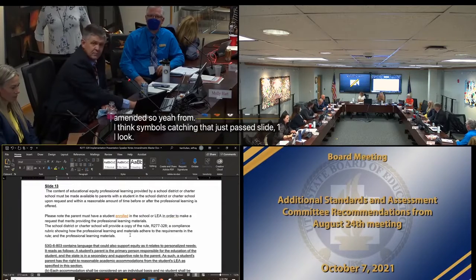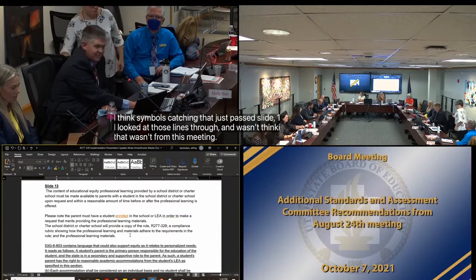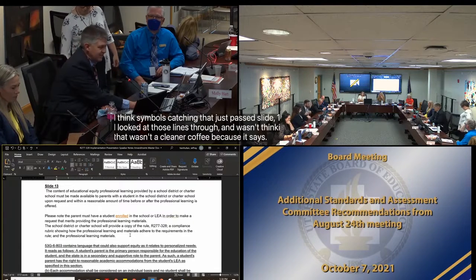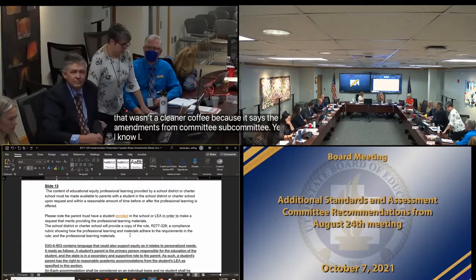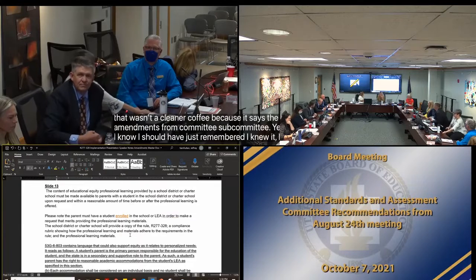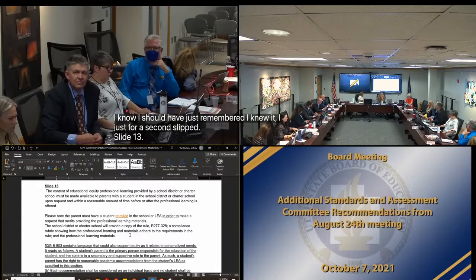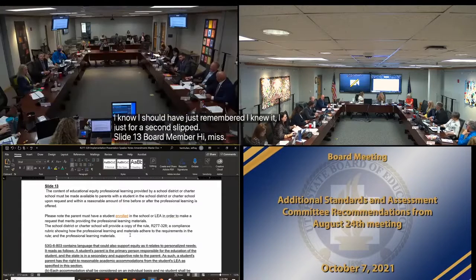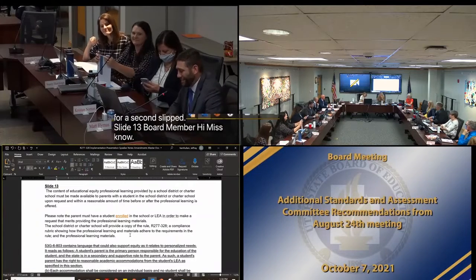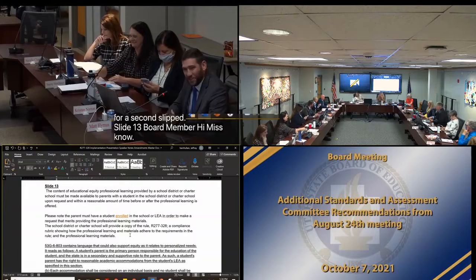I looked at those lines through and wasn't thinking. We should have had a cleaner copy, because this has the amendments from committee. From committee, yeah. No, I should have just remembered. I knew it. I just for a second slipped. Slide 13, Board Member Hymas. No, I have to read. I'm used to just push and go.